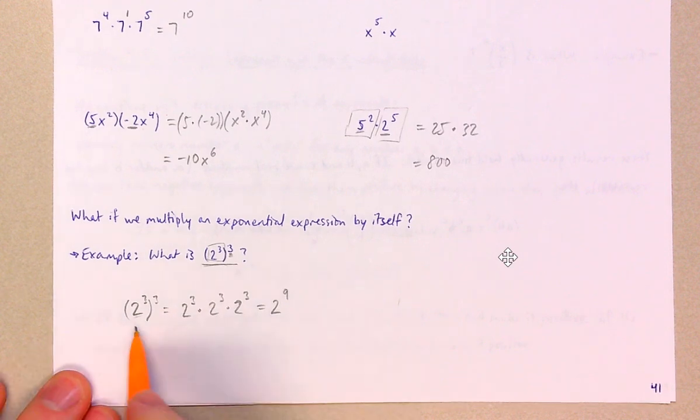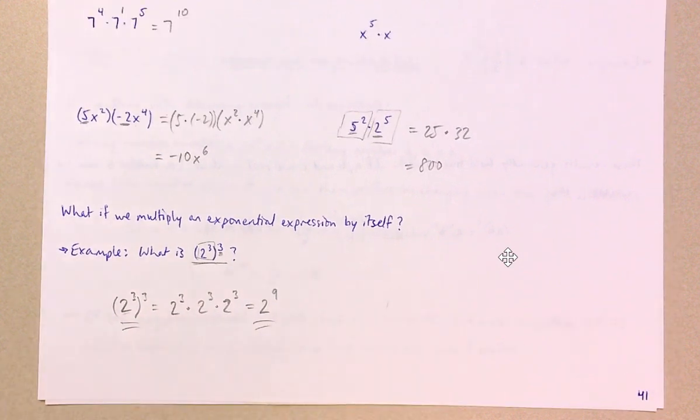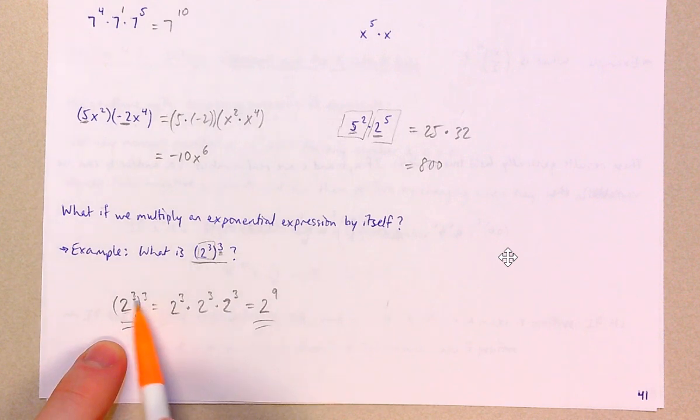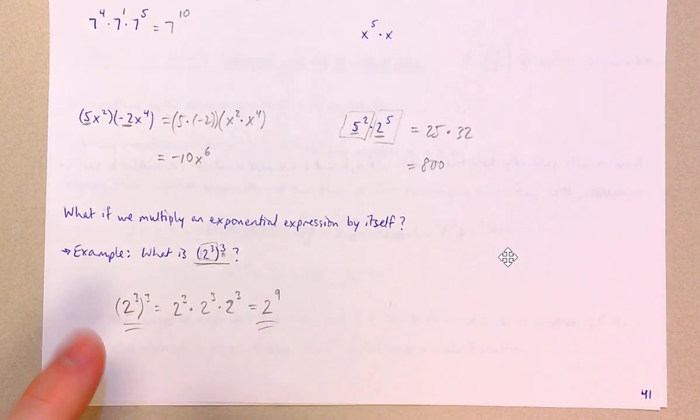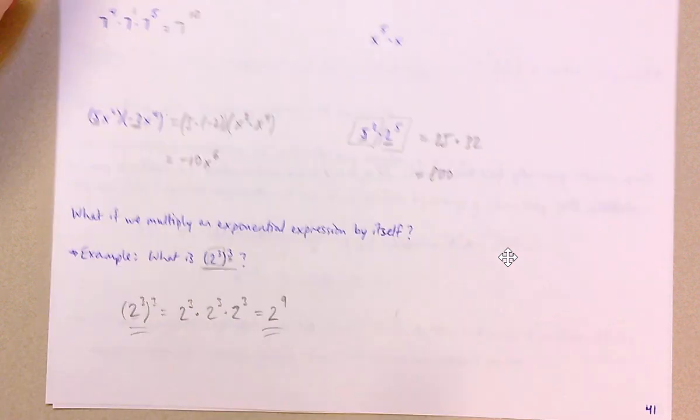Well, if we compare these two quantities here, which we know are the same, it looks like we just multiplied these powers to get our new power, because 3 times 3 is 9. And that is indeed the general case. That is indeed generally true.